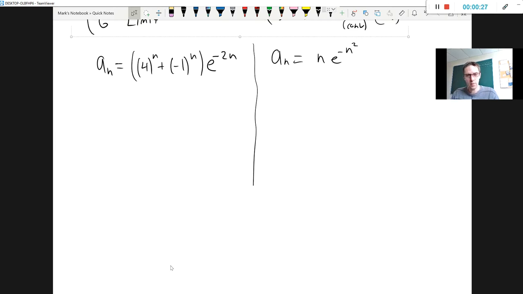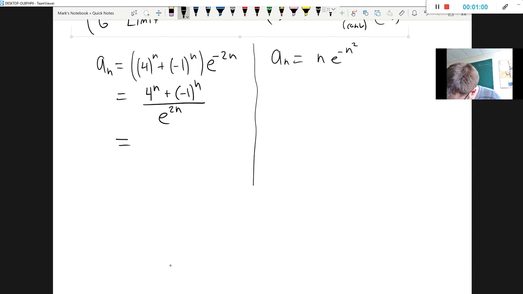All right, so let's remember our hierarchy. We first have the nth term test, which involves taking a limit as n goes to infinity. Let's see if we can apply that here. We would need to take a limit of this term, and it might be helpful to rewrite this in a different way. I'm going to write this as 4 to the n plus negative 1 to the n over e to the 2n. All right, that looks a little better, and then that can even be simplified further.